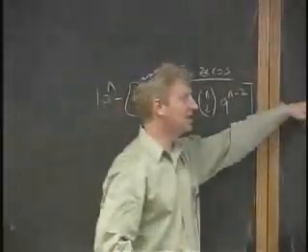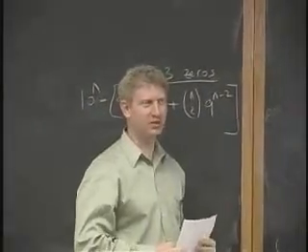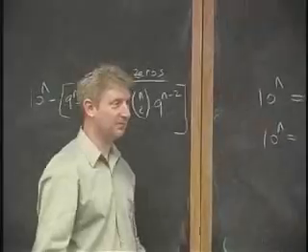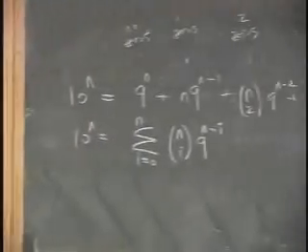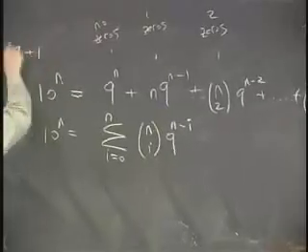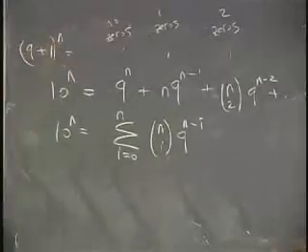Now, where else could this have come from? What does it look like? It looks like the binomial theorem. Where does it come from, the binomial theorem? Watch. It's not so strange where it comes from. 9 plus 1 to the n. That's 10 to the n, right?